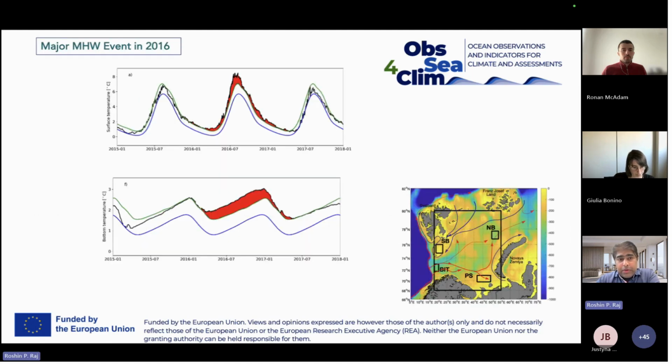Here is an example of the 2016 event. You see that at the surface and the bottom, this marine heat wave event was prolonged for almost one year. This was a major event.